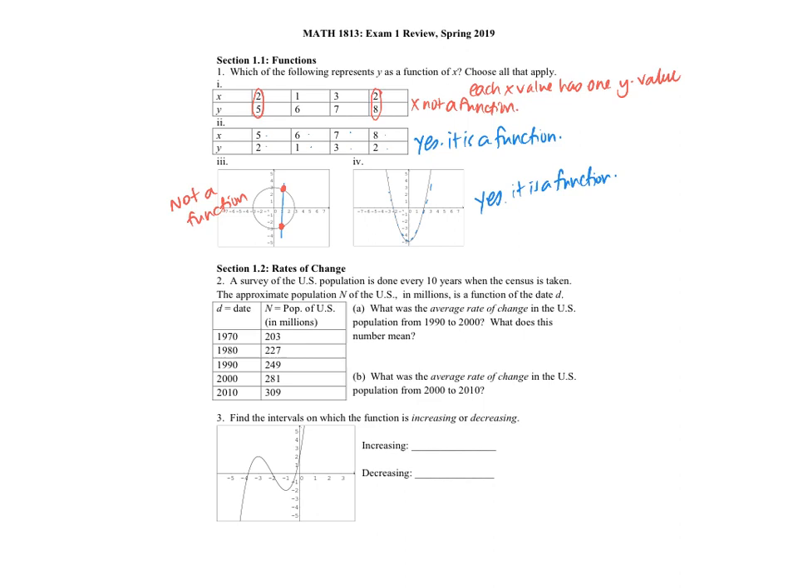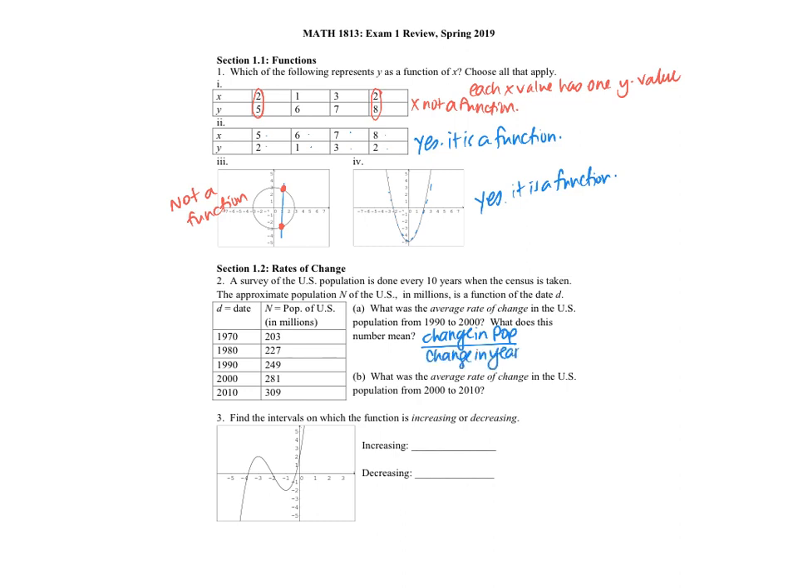Okay. Number 2. We have a survey of the U.S. population that is done every 10 years. The first one, what is the average rate of change from 1990 to 2000? What I want to do is the change in the population over the change in years.